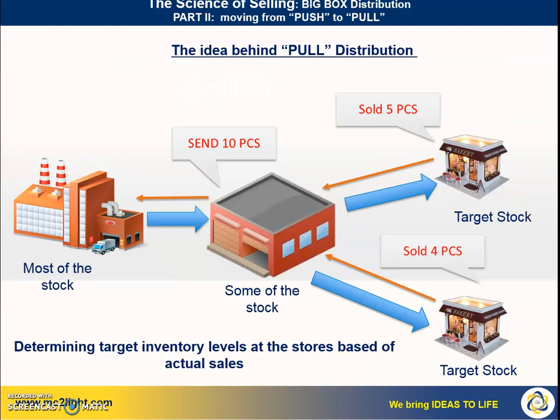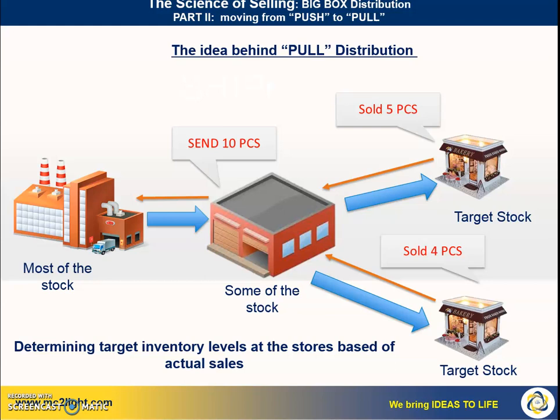So for example, the idea behind the pull is that one store will say, okay, today I sold 5 pieces. Store number 2 will say, okay, today I sold 4 pieces. This information goes to the central warehouse. The central warehouse will ask another 10 pieces from the manufacturer, and the manufacturer will send them another 10 pieces, and then we can send it back, 5 and 4.